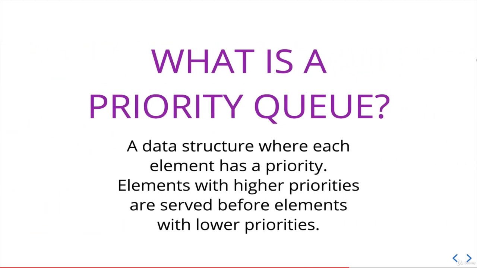According to Wikipedia, it's a data structure where each element has a priority associated with it, and elements with higher priorities are served before elements with lower priorities. So we have a collection of data, and each element has a priority associated with it. We want to retrieve, to take one element at a time out of this structure, whatever we're using to store it. We want one thing at a time that we're going to tackle next.